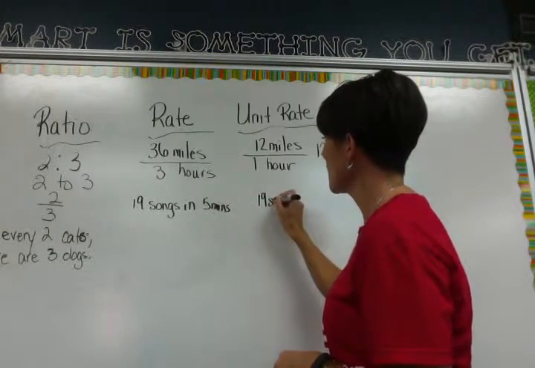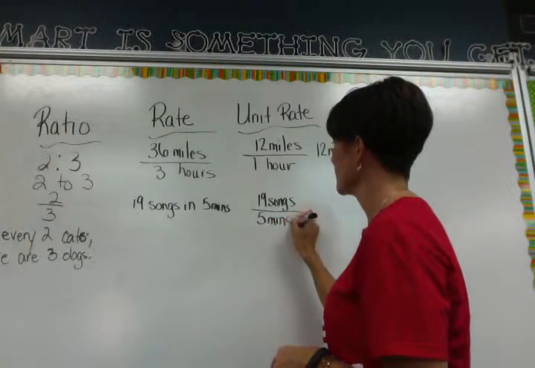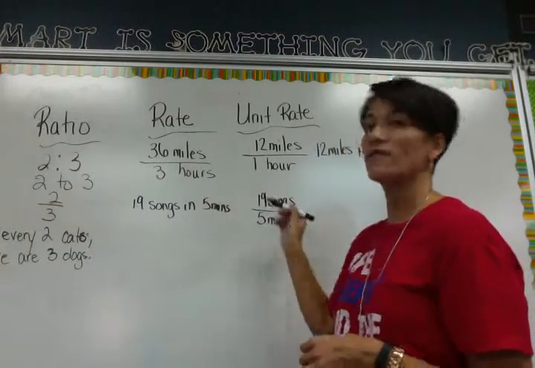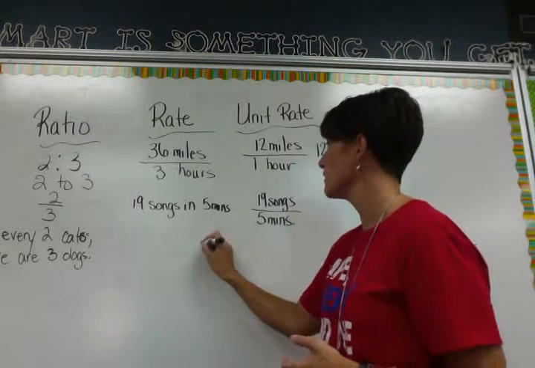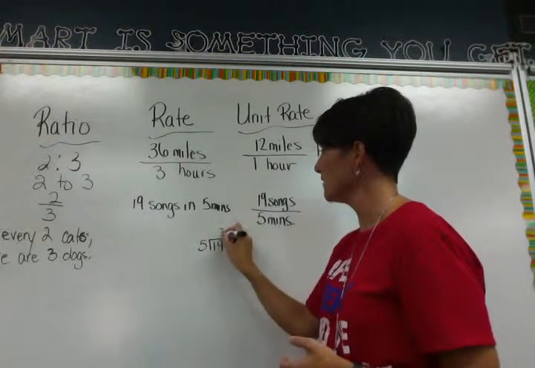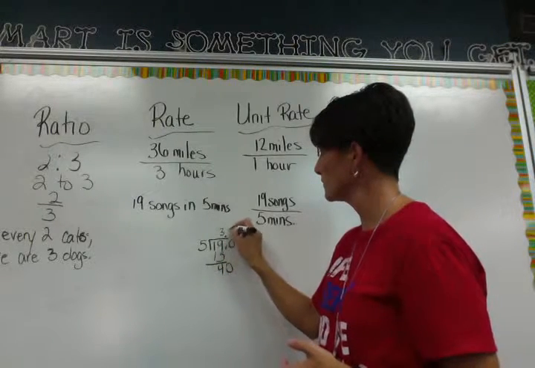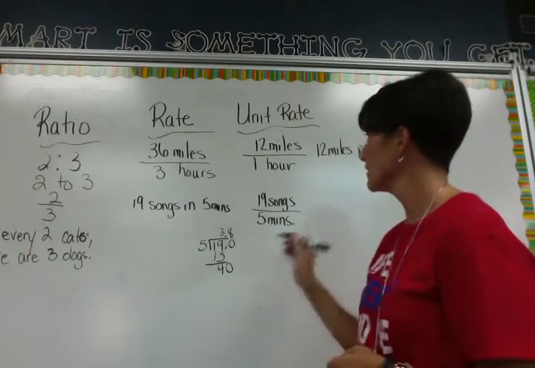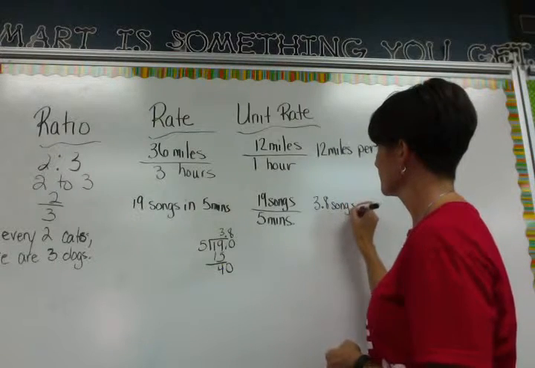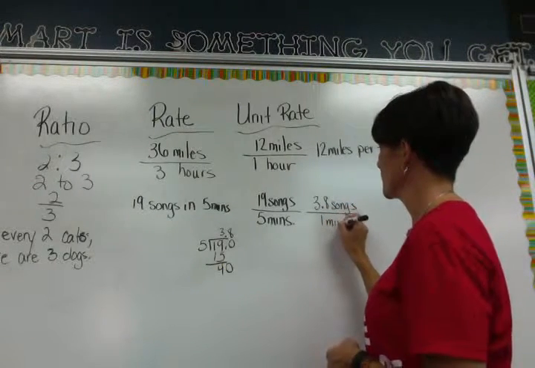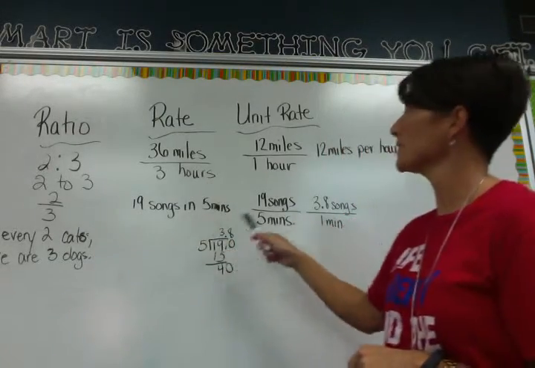So 19 songs, I'm just going to rewrite it like this, in 5 minutes. Here, I can't easily divide 5 into 19, so I actually have to do the math and divide, and I'm probably going to get a decimal. So 5 goes into 19, right? We have 5. 4, bring my decimal, is 3.8. So in this case, the unit rate would be 3.8 songs in 1 minute. So that kind of shows you the difference between a ratio, a rate, and a unit rate.